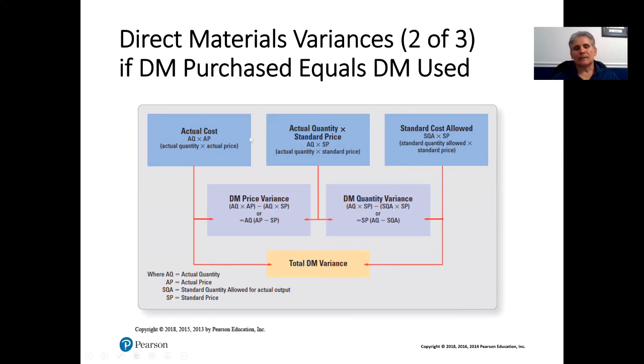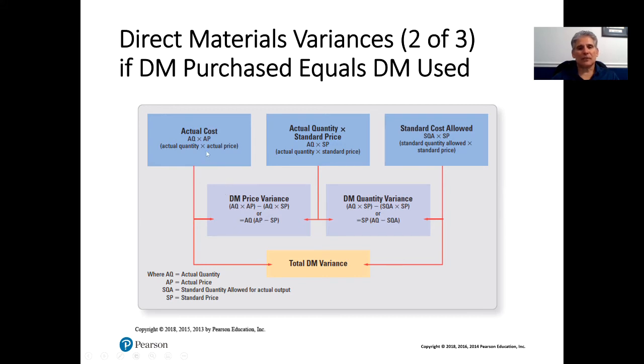So if we can remember this, the way I remember it when I was learning this is: the left side is actual, and the right side is pure budget. In between is kind of a combination of the two. Our actual cost is going to be actual quantity multiplied by the actual price. Actual quantity multiplied by the actual price. That's pure actual cost.